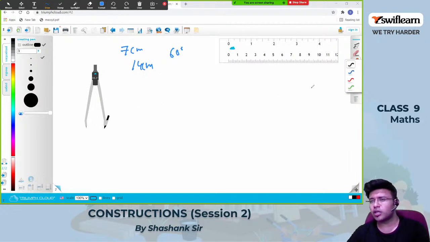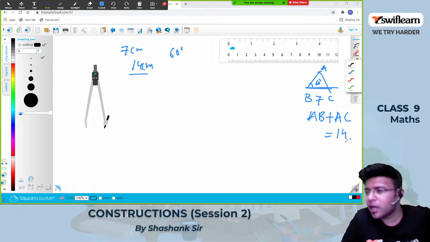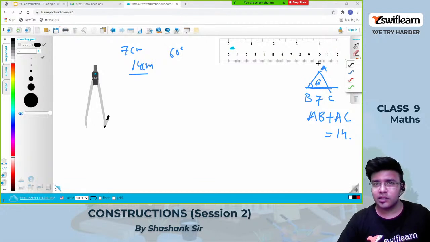So let us draw a rough diagram first. Let BC be the base, and that is 7 centimeter, and angle B is given as 60 degrees. AB plus AC, the sum of the other two sides, is 14 centimeter. ये हमें draw करना है. Now how to draw this? Pay attention over here. See the steps.